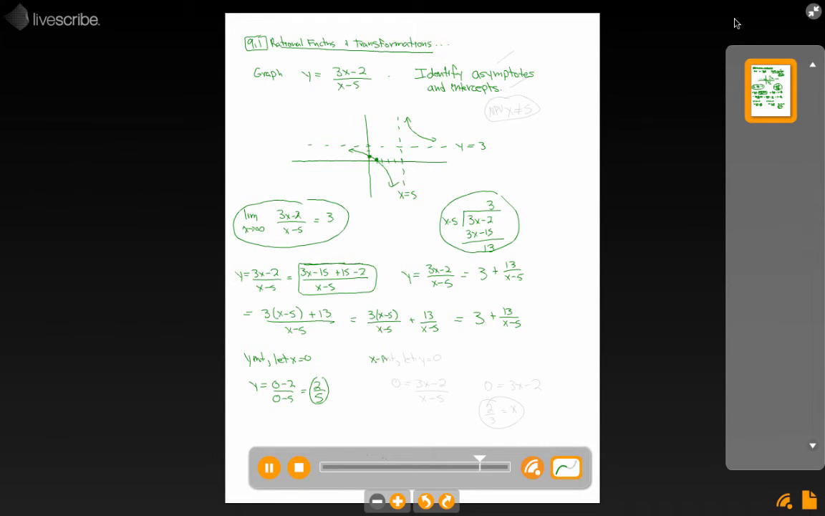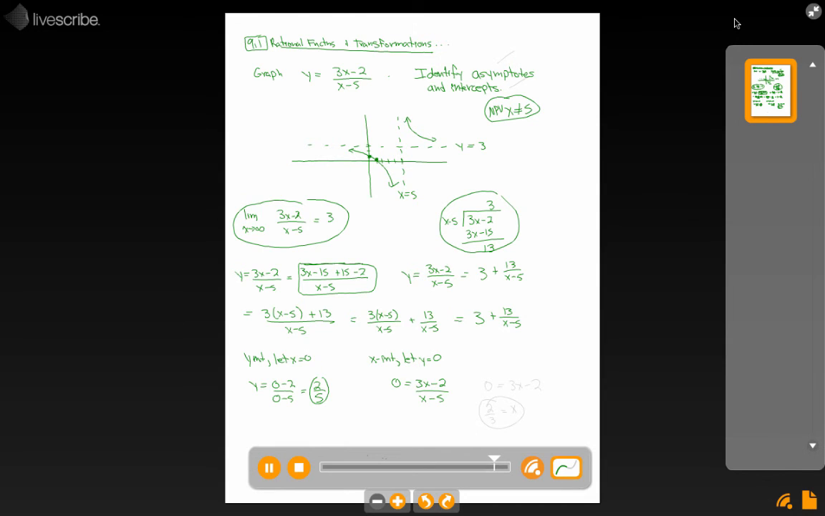For your x-intercept, let y equal 0. Now that one a lot of people have more trouble with, even though it really shouldn't be any worse. We've already determined that x can't equal 5 when we talked about the vertical asymptote. That's our non-permissible value right from the start. And so we don't need to really worry about x being equal to 5.